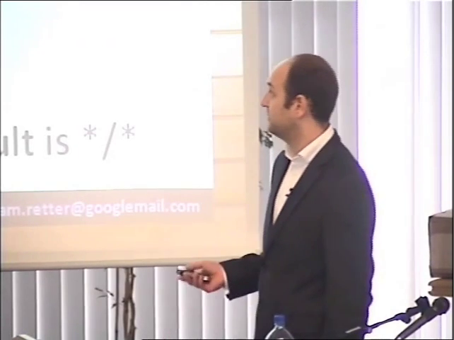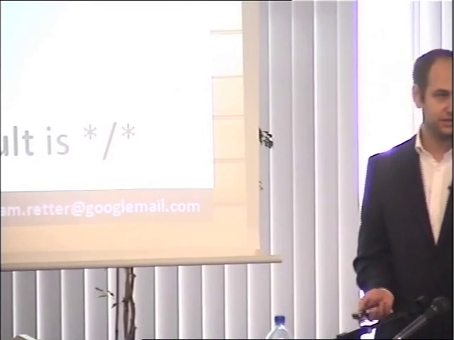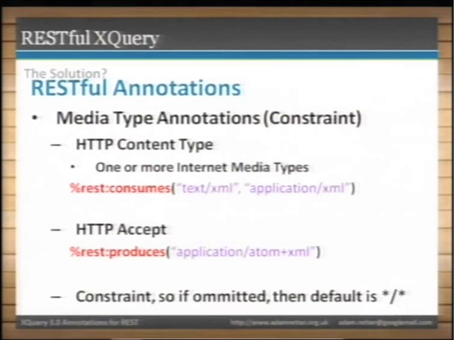We've got media type annotations, so you can actually use these for content negotiation if you wanted to. This one is based on the HTTP content type header that comes in, and this one's based on the HTTP accept header that comes in. So again, these filter down what your function applies to.